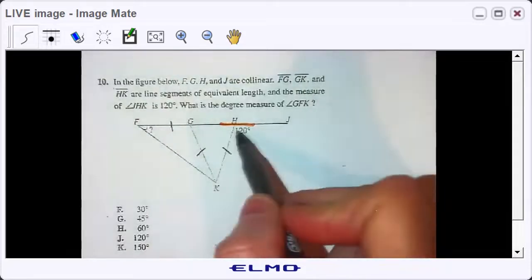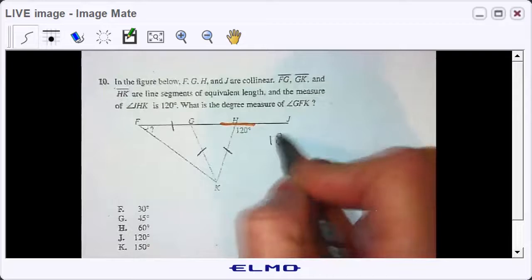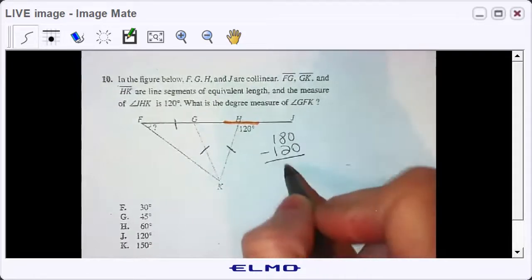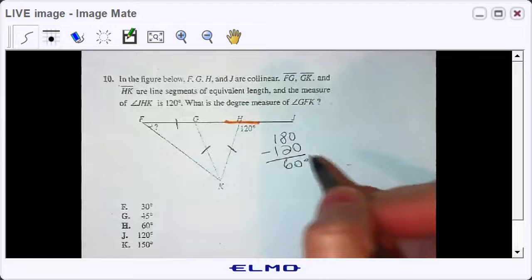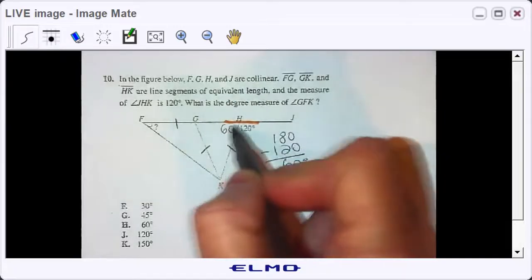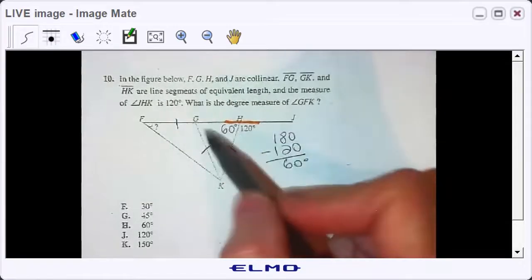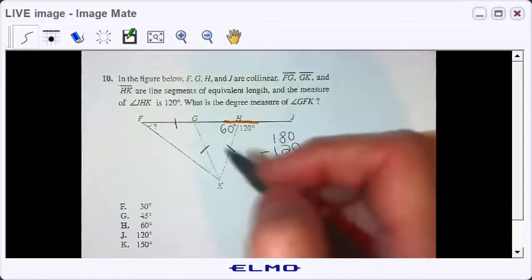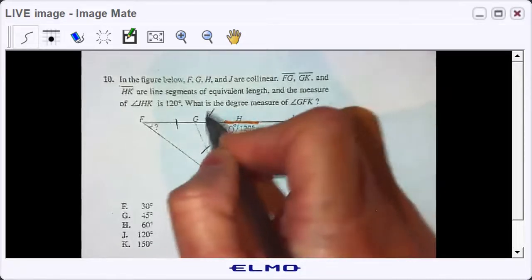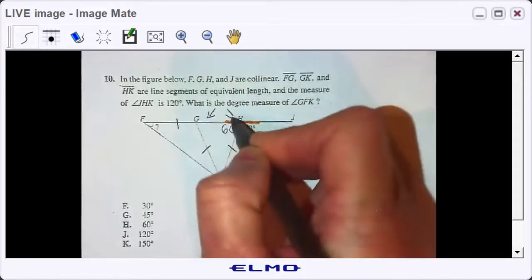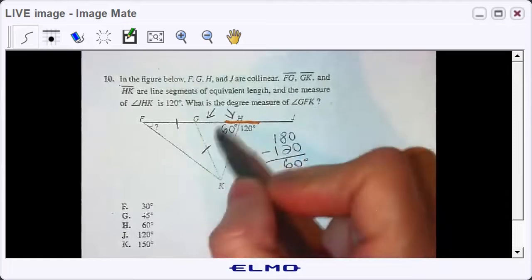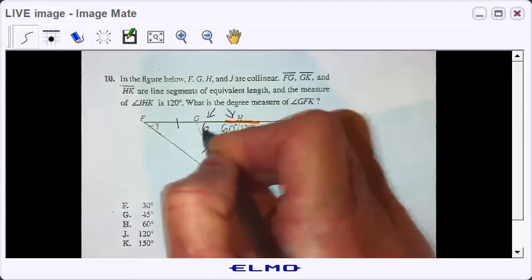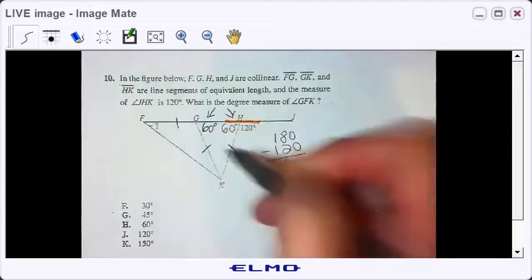We're going to use this linear pair to begin, which makes 180. So we can take the angle that we're given and subtract 180 from it to get 60. And then, of course, because of these equal segments here, we have an isosceles triangle. And anytime you have an isosceles triangle, these angles that sit on the non-equal side are going to be equal to each other. So we can just repeat the 60 right here.